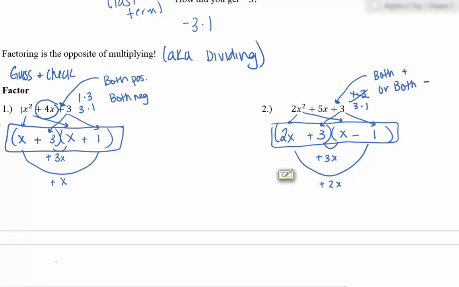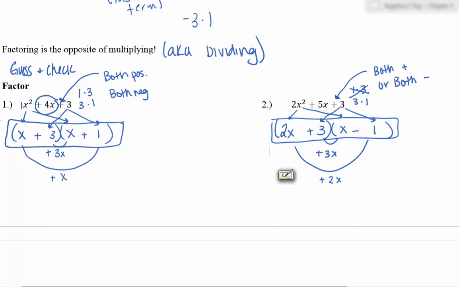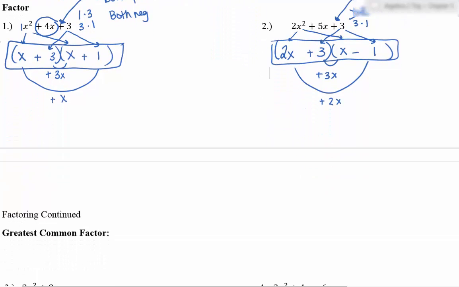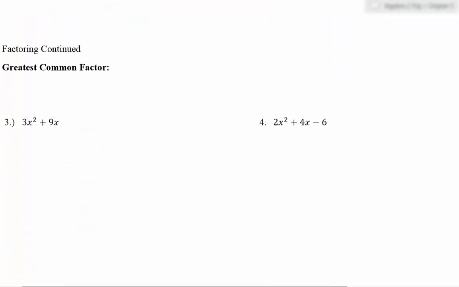So there I went through both combinations. Remember, you have to guess and then check before you move on. So this topic can be confusing at first, but only at first, because the more you practice, the better you're going to get. So if you want to rewatch those examples, I highly recommend watching this video as many times as you need before moving on.